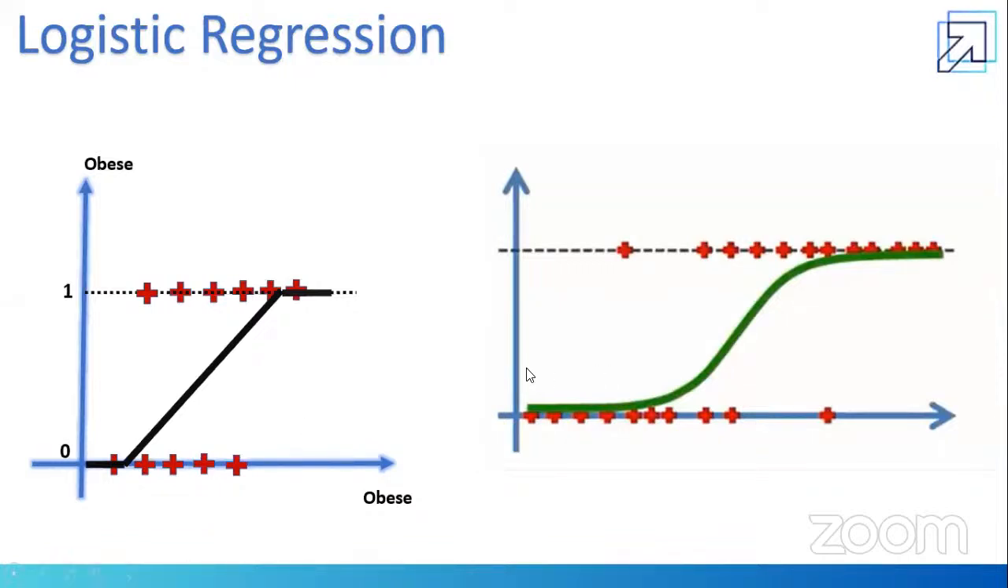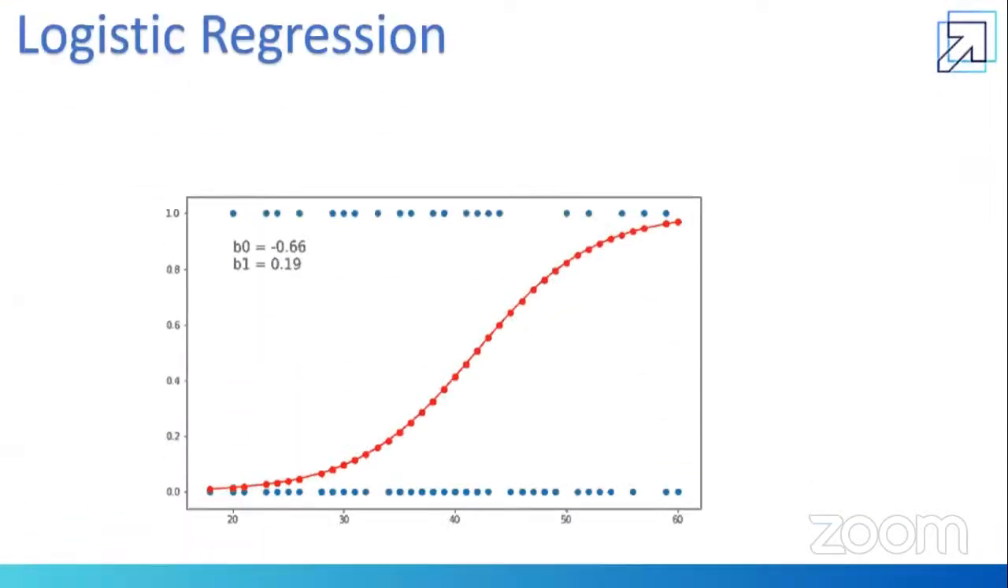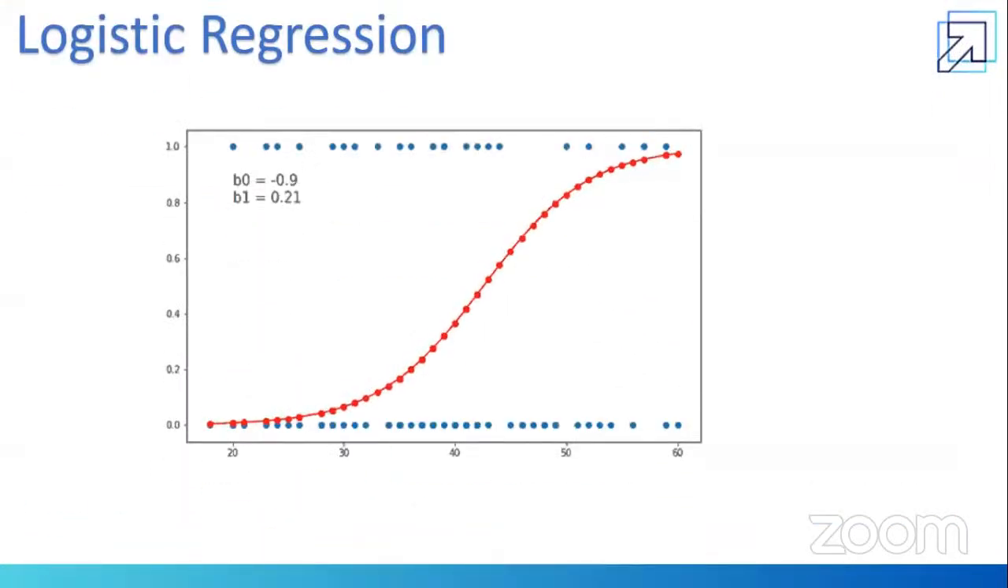So here, if we take the threshold value as 0.5, then below 0.5, all the values will be considered as 0, not obese, and above 0.5, all the values will be considered as obese. I can take any value for the threshold between 0 and 1. So this is how our values get transformed.